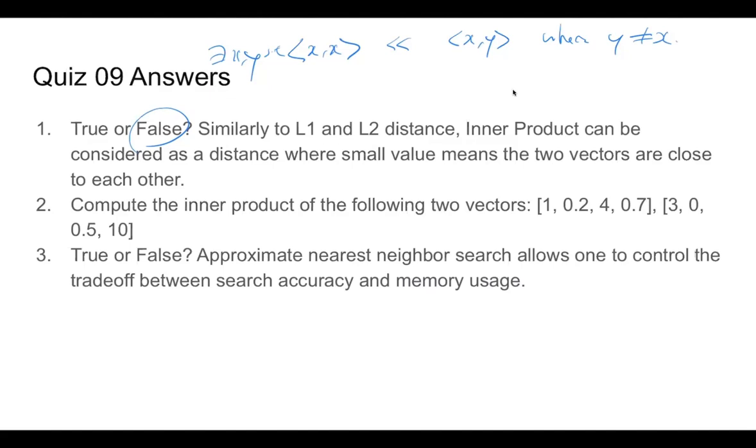And actually, it's also worth noting that there is quite an interesting relationship between L2 and inner product, because L2 of x and y, I think we talked about this before, is actually (x minus y) transpose (x minus y). And this is just x transpose x plus y transpose y minus 2 x transpose y.